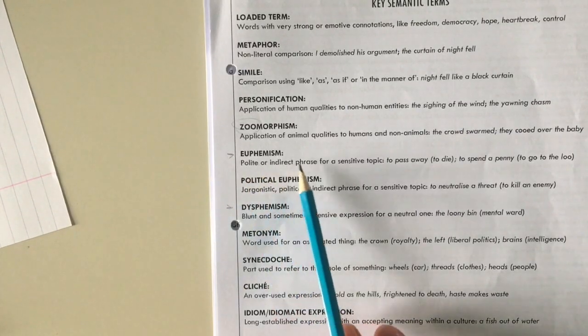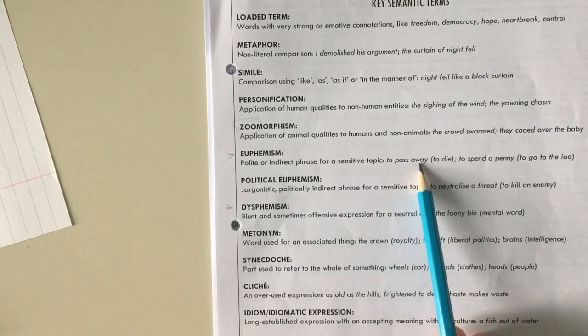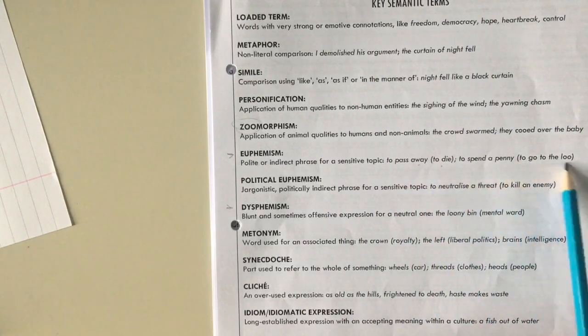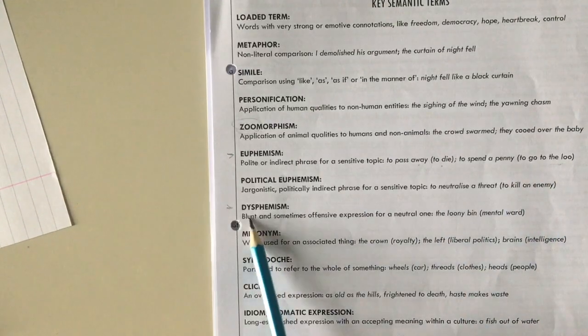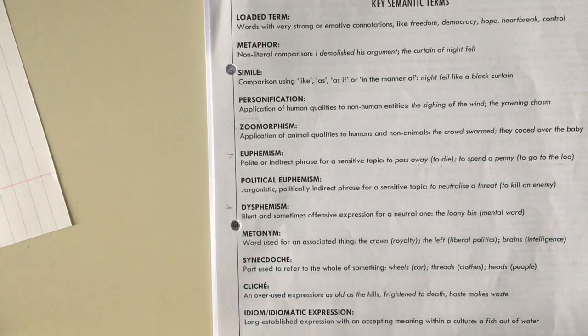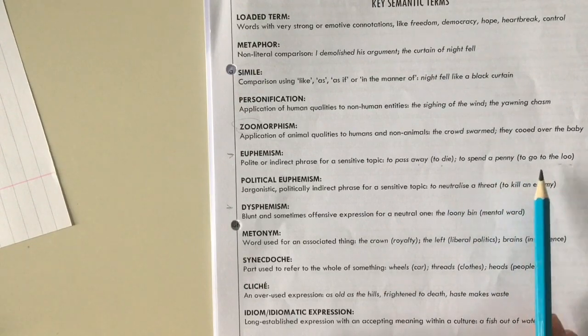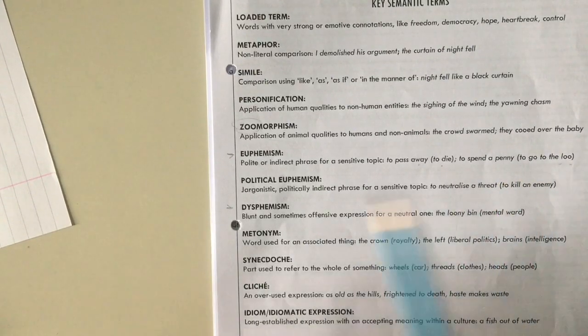So a polite or indirect phrase. To pass away sounds nicer than to die, doesn't it? And to spend a penny sounds nicer than to go to the loo. Whereas dysphemisms tend to be blunter, so it's often offensive. So, the loony bin for the mental ward, or, I will say this on the video actually, to go to the loo is euphemistic, but to have a slash, that would be dysphemistic.